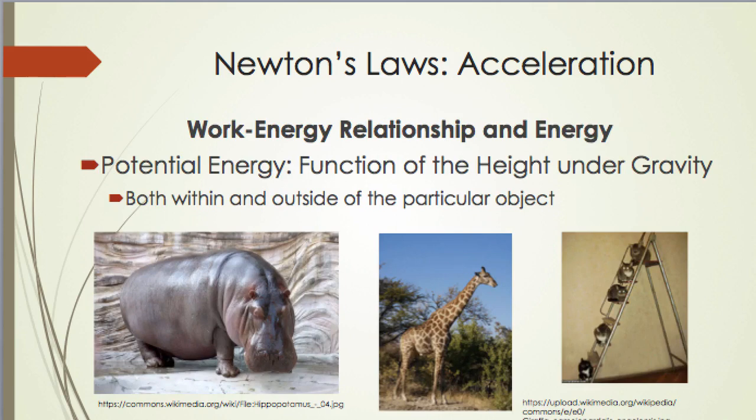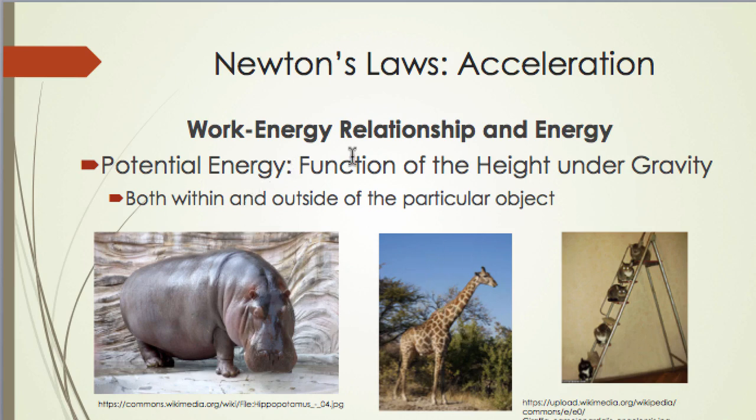So when we talk about the work-energy relationship, we have to know about energy, and that is potential energy and kinetic energy. So here are some examples of potential energy. Now, the important thing to remember is that potential energy is energy that is possible for an object that is at static equilibrium. So let's look at our pictures here. We have a hippopotamus and we have a giraffe. Now, in real life, the giraffe is much heavier than the hippopotamus, but hang with me.